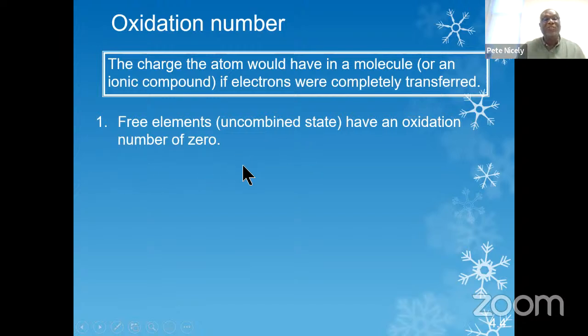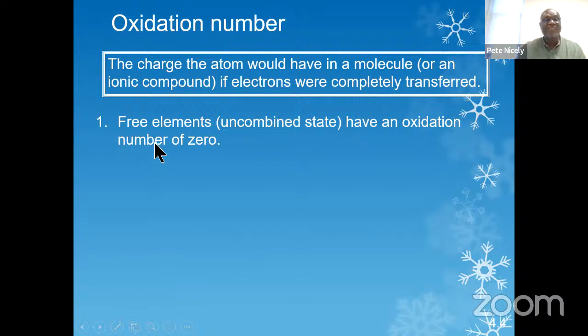And these rules you don't need to memorize word for word, but you do need to know how to use them. And I'm going to show you maybe 1 or 2 examples of how we use these rules to determine the oxidation numbers of atoms in a compound or an element. So the first rule is very simple.